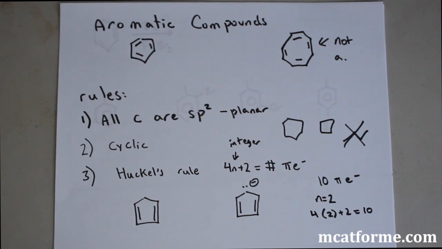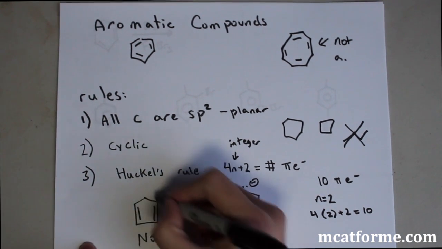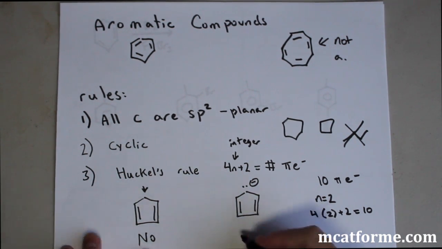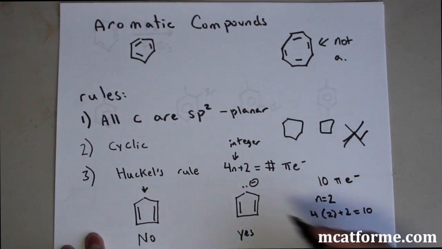So here are some examples. Some of them may break it, some of them may be right. For example, this one right here, is it aromatic or not? The answer is no. And we see right here, it breaks the first rule. It is not planar. Not all the carbons are sp2. The majority of them are, but one of them is not, and that's why it doesn't follow. For the second one, most people would probably say, oh, it's not. But the answer is it actually is. And there's a reason why.